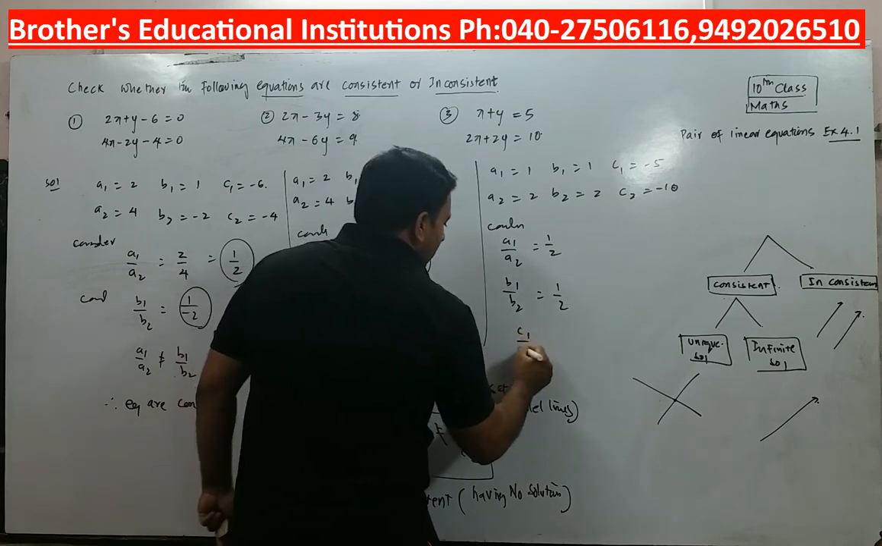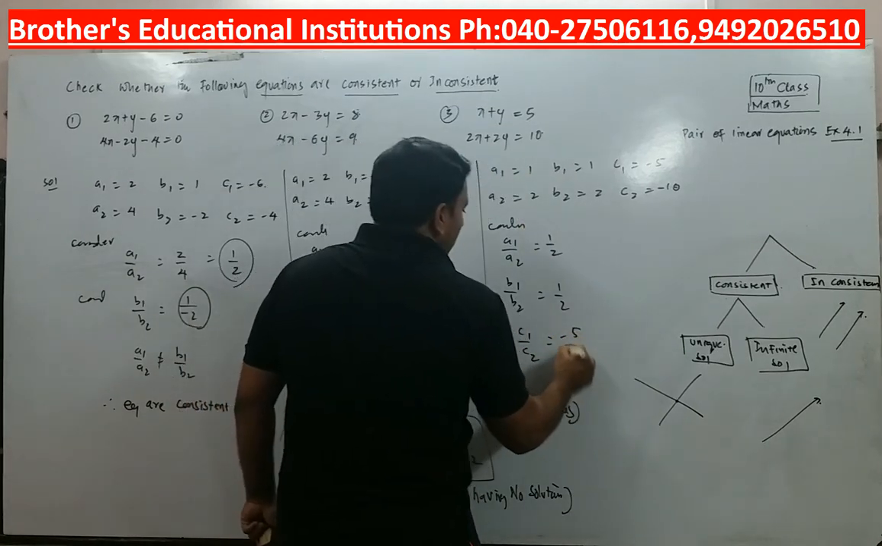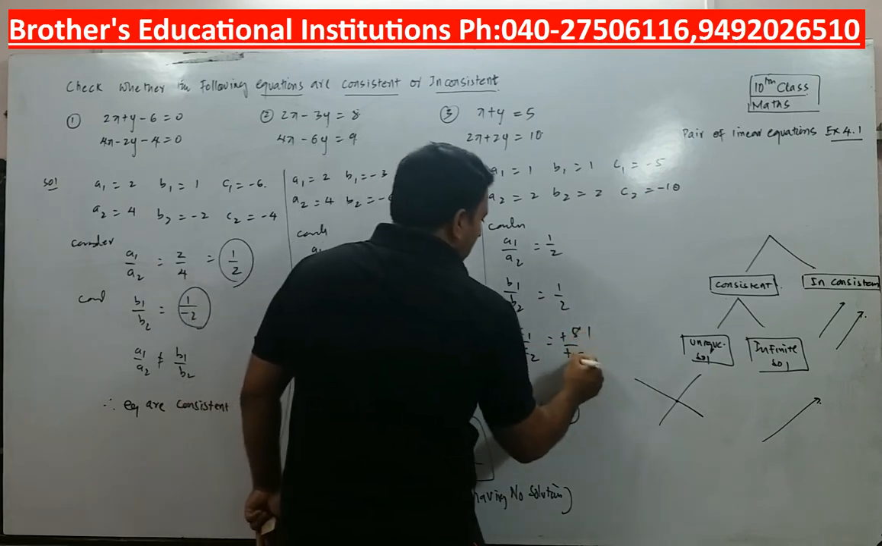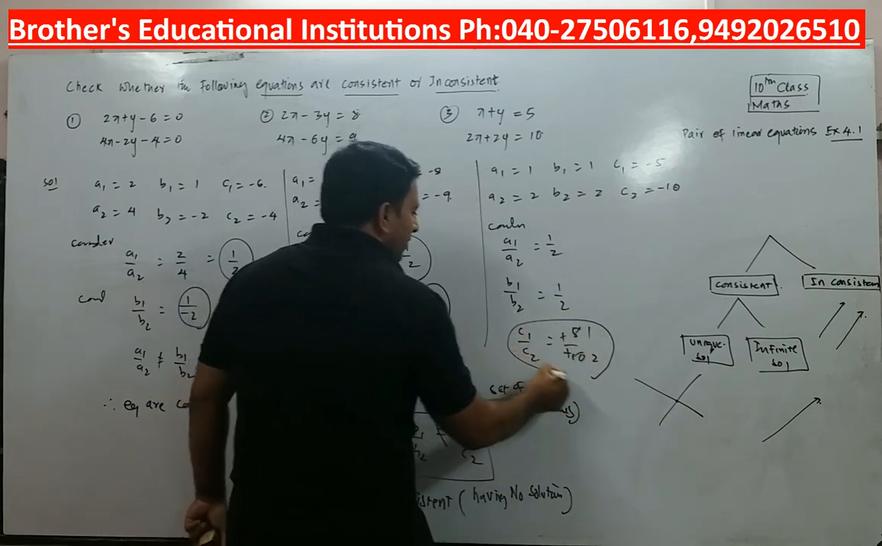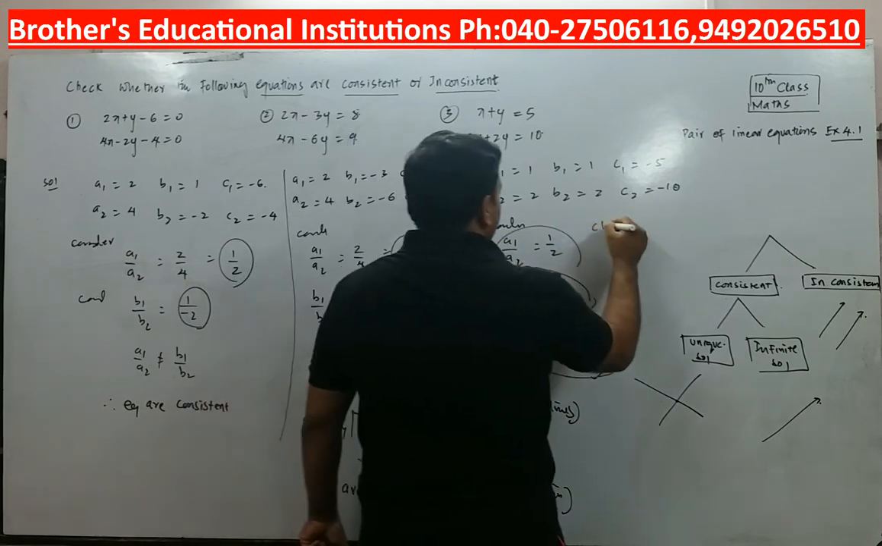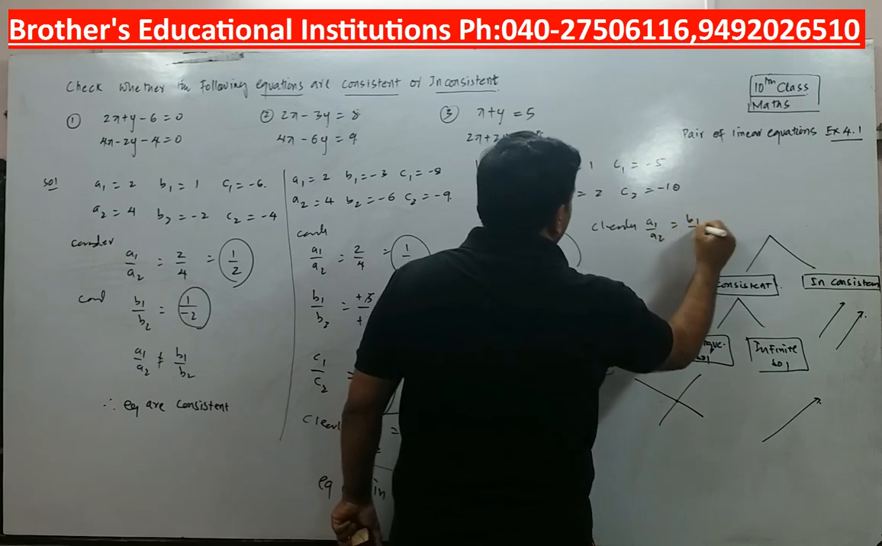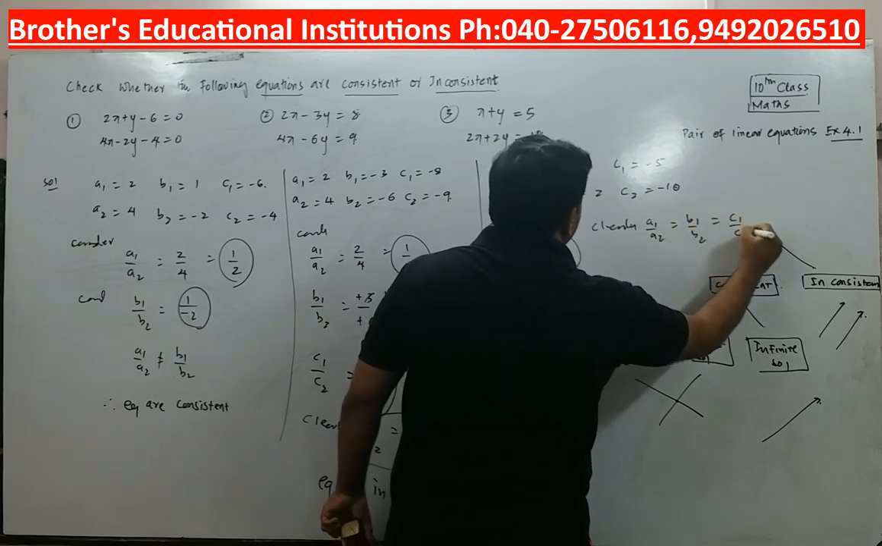What is the third thing? C1 by C2. What is the C1 value? Minus 5 by minus 10. 5 ones are 5, 5 twos are 10. You can see C1 by C2 is equal to B1 by B2 is equal to A1 by A2. I will say clearly A1 by A2 is equal to B1 by B2 is equal to C1 by C2.